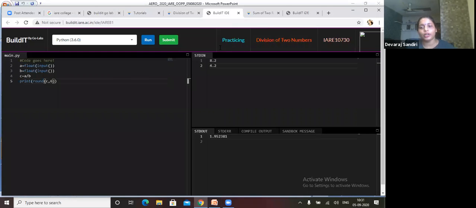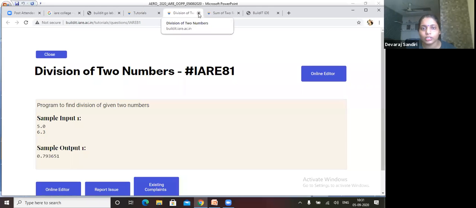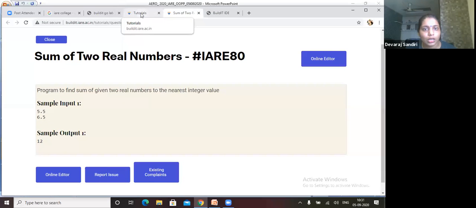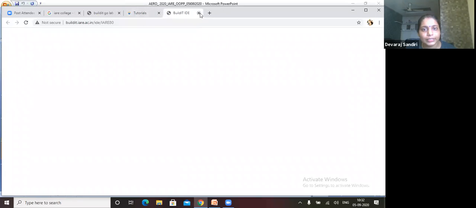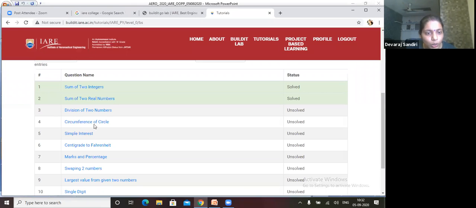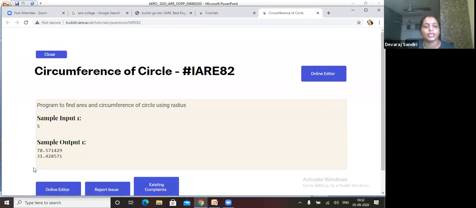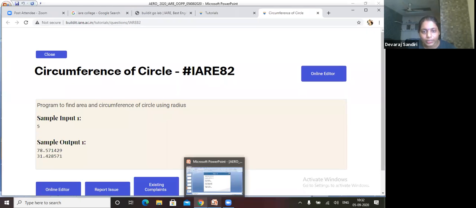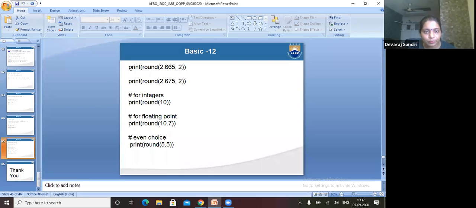Okay, next program is this one. I will close this one. This one also I will close. Sum also completed. This one also I will close. Now the circumference of our circle. Find the area and circumference of our circle. What is our formula? It was there.